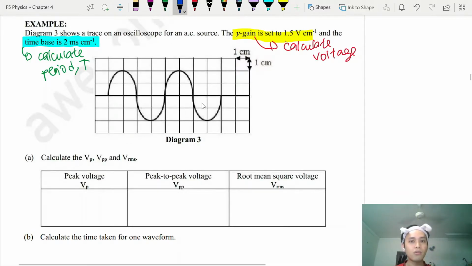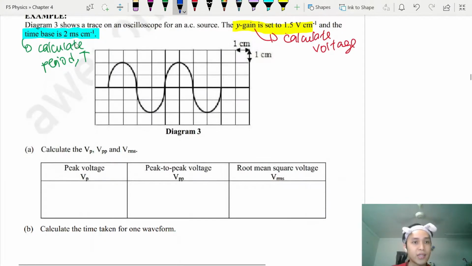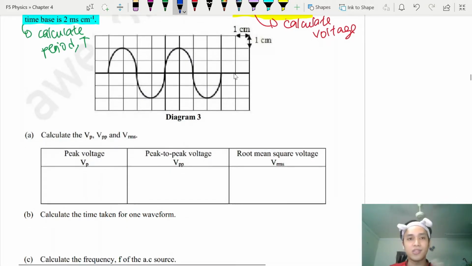So how we calculate is based on these two things, the Y gain and the time base. First, if you look at the graph, we have many squares. Each square is 1 centimeter, or sometimes we call it 1 division. The Y gain they gave here means each square, or each centimeter, is 1.5 volts. Actually, this part is very simple.